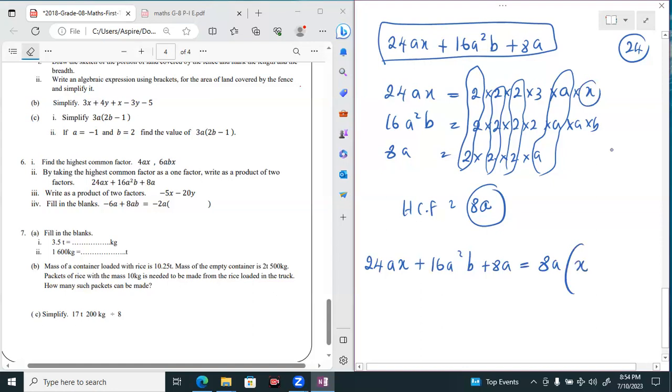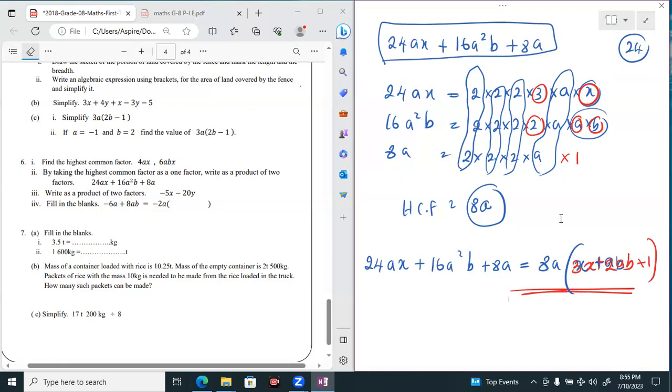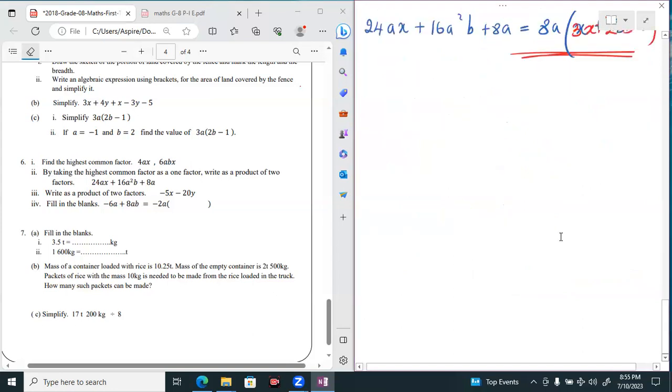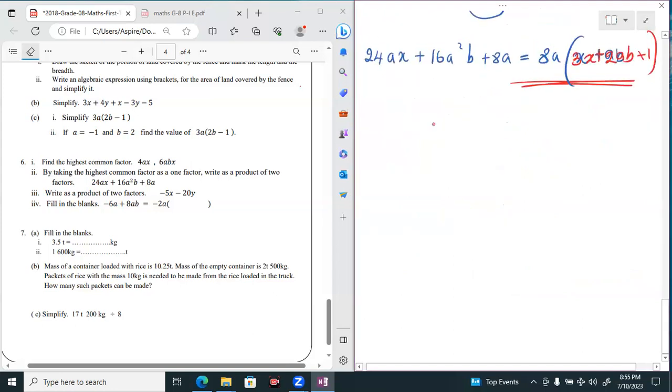Here x, here ab. Oh, sorry, it's remaining 3, no? 3x, okay? Here 2a into b, then here it should be 3x plus 2ab. Here there's nothing remaining. In such cases, you have to take it as 1. Then this is the answer for the second one by writing as a product of 2 factors. Then 8a is one factor, 3x plus 2ab plus 1 is another factor.